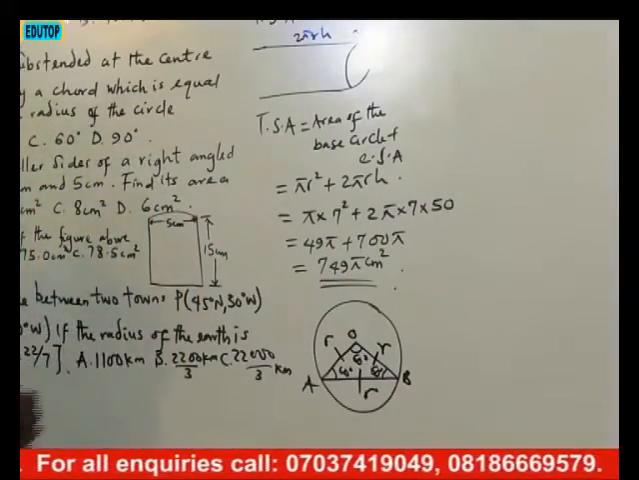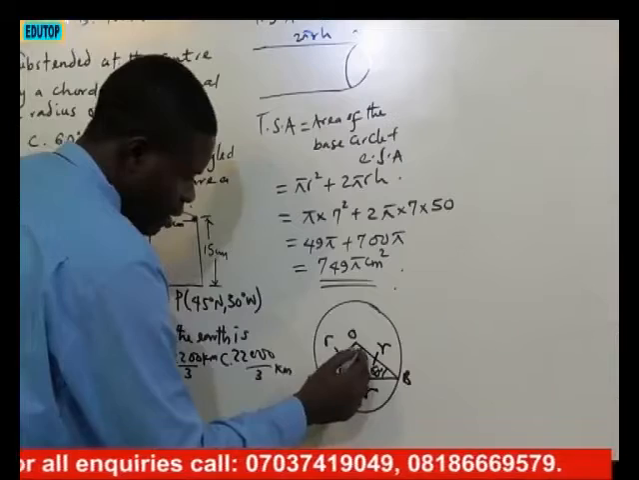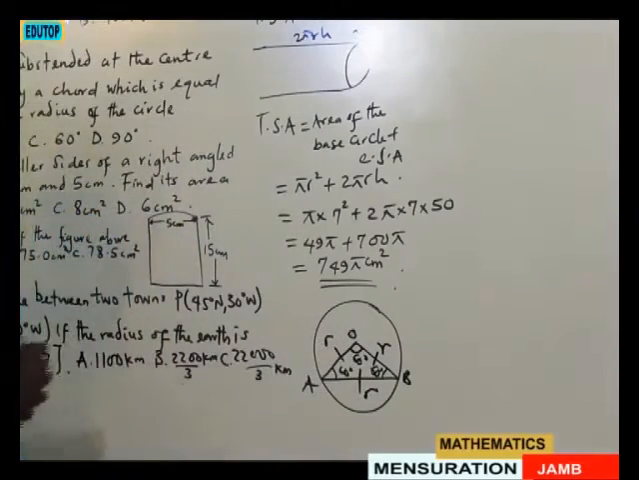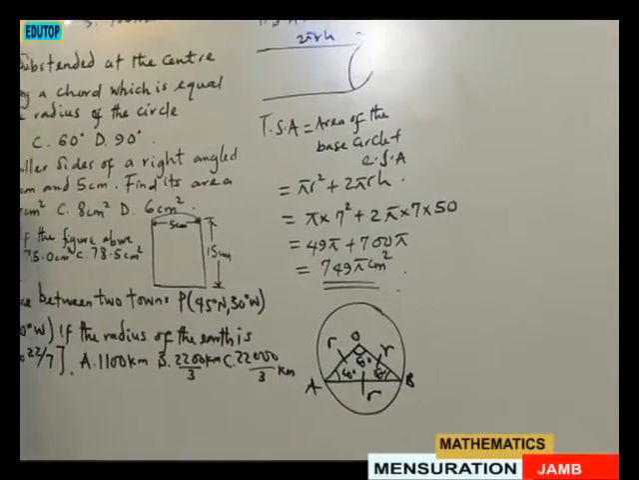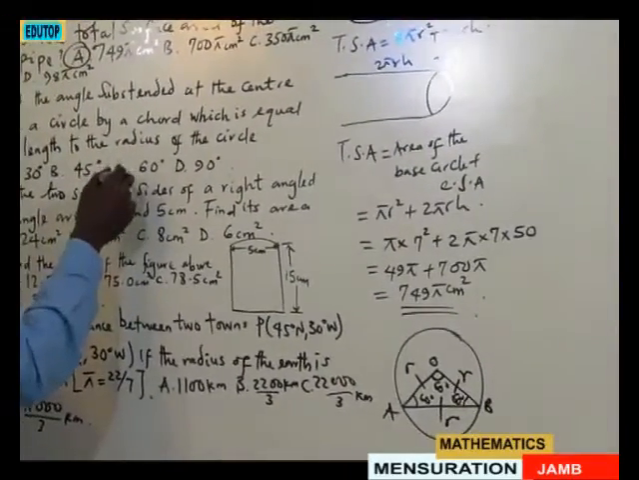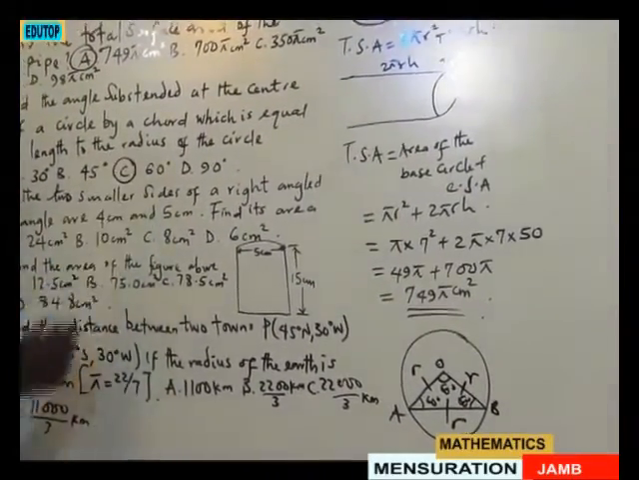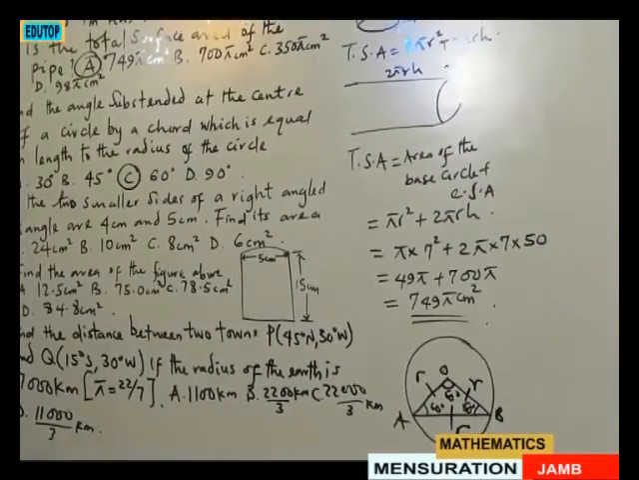So what are we talking about? The angle that will be subtended at the center, without any calculation, will definitely be 60 degrees. So we go to our options and pick the one that matches that. And that will be option C.